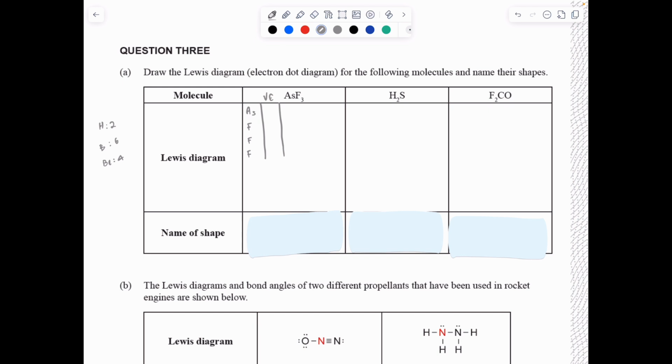As is positioned in group 15, and so what's the second digit of 15?